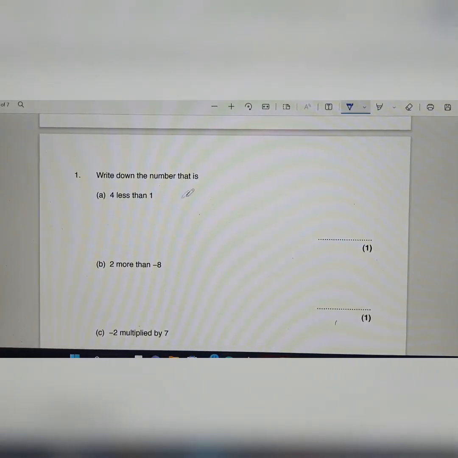So 4 less than 1 is 1 take away 4. So write your number line out. So 0, 1, 2, 3, getting bigger and then getting smaller from 0, minus 1, minus 2, minus 3. And you can go further if you want to.